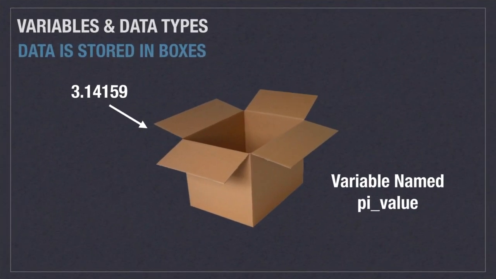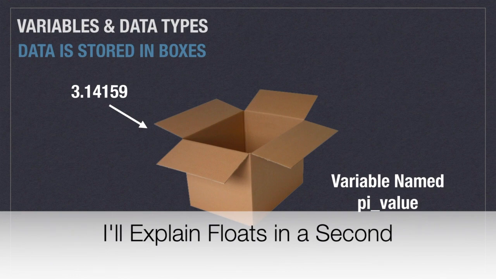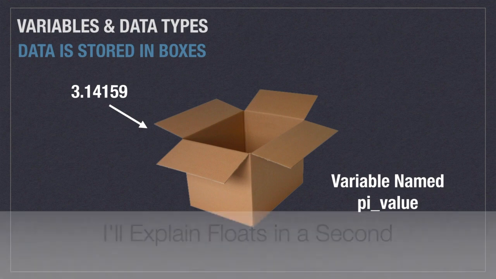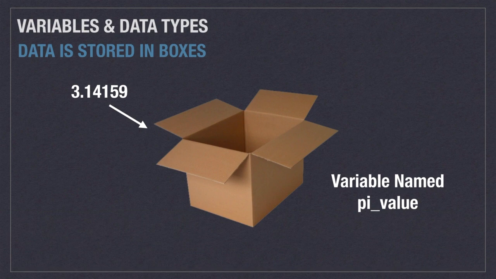Now it's important to know that data is stored in essentially boxes in your computer's memory, and the size of the box you assign is referred to as a data type. So if you want to store values with decimal places, you store that data in a float data type. And if you want to store a series of characters or numbers, etc., you would store those in string data types.